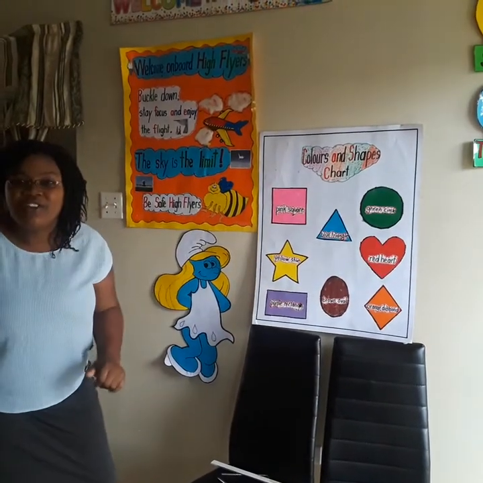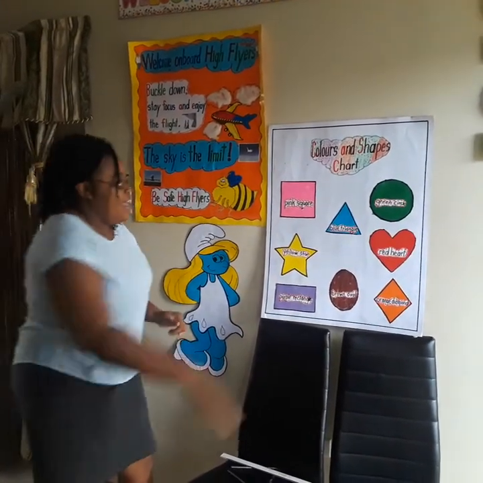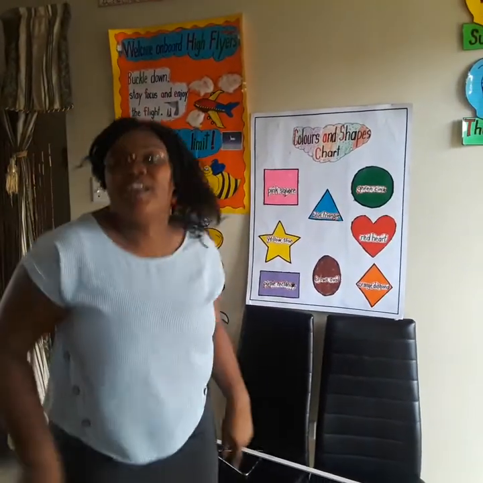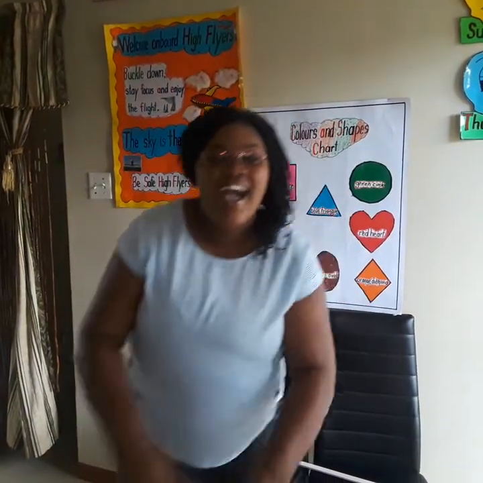Which shape do you think we're going to talk about? The triangle. Are you ready now? I can make a triangle. Just like this. Put your fingers out. Like this. Then close this one.